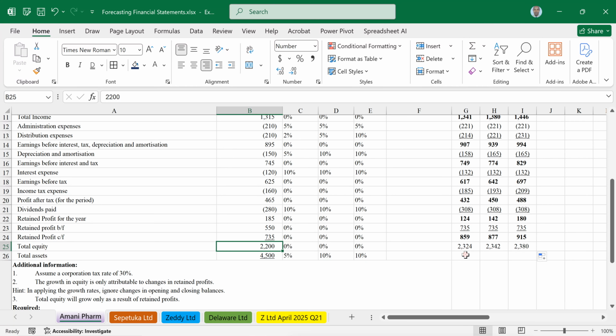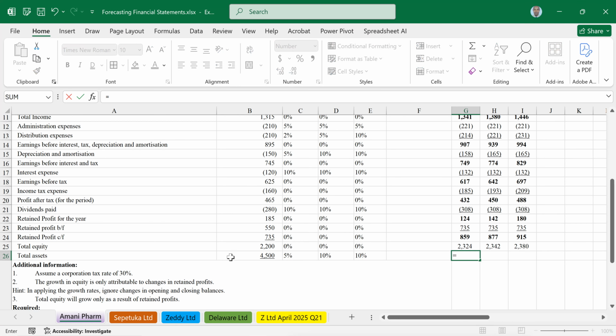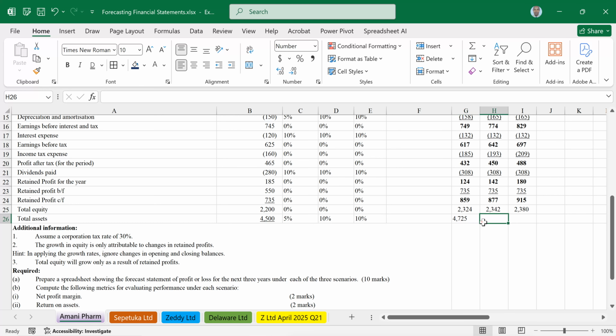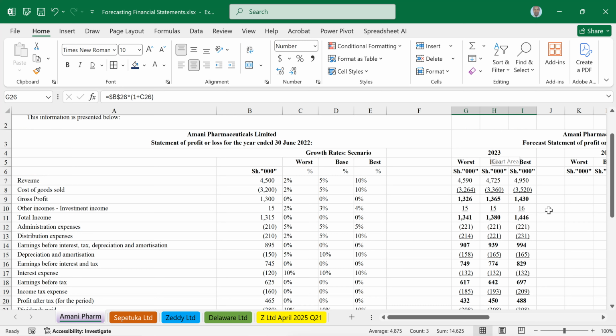Finally, total assets. Total assets equal sign. The first one, lock it, times, open bracket, 1 plus, the rates are here, changing. So 5%. Close the bracket and enter. Then that will give us the final answer in the first scenario, the first year of 2023.